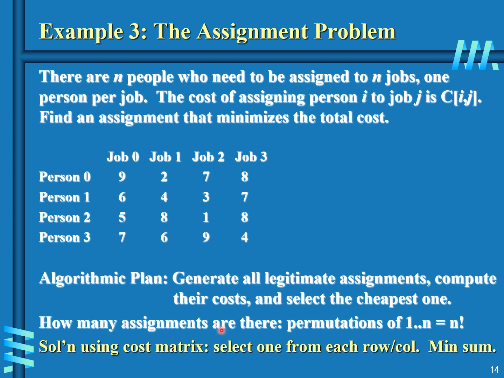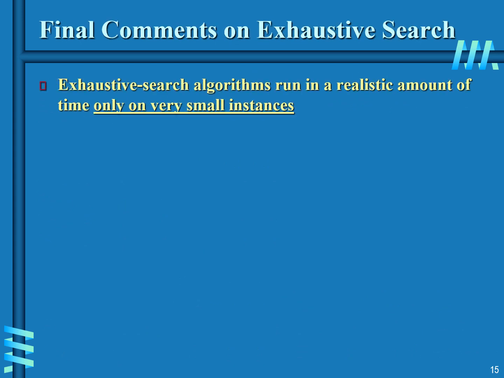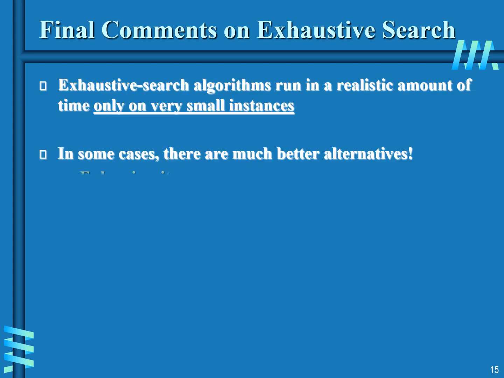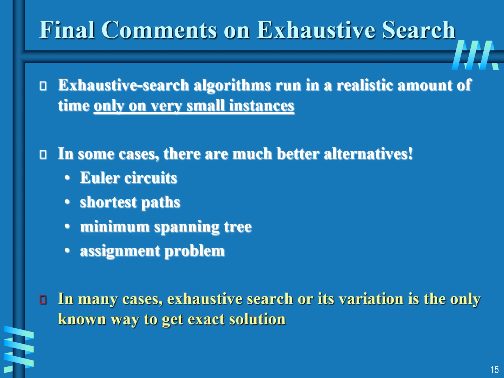So the number of combinations is again n factorial. With exhaustive search, we can conclude that it is going to run in a realistic amount of time, but it is applicable only for small instances. Okay, but sometimes you have some better alternatives also, like the Euler circuit, shortest path, and some other problems. So exhaustive search or its variation is the only known way to get an exact solution to NP-hard problems.